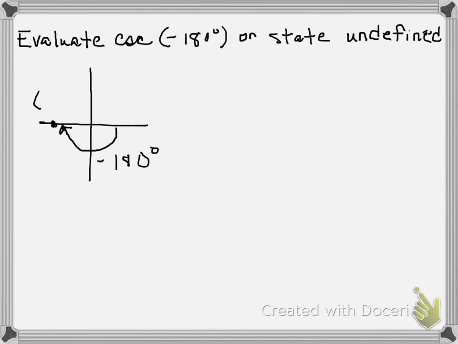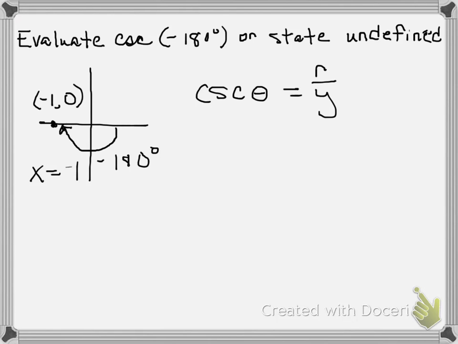point. Well, that would be negative 1 on the x, because from the origin we went left 1, and a 0 on the y because we didn't go up any. Okay, so now in our definitions, we know that cosecant of theta is by definition r divided by y. Alright, we know that x is negative 1 in this case, and y is 0. We could actually stop right there and say it's undefined because we're going to be dividing by 0.